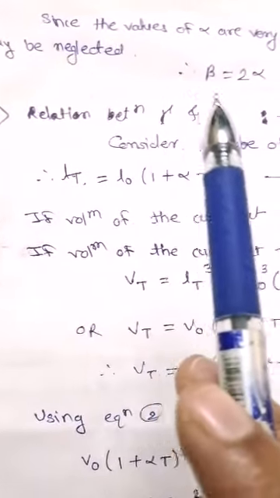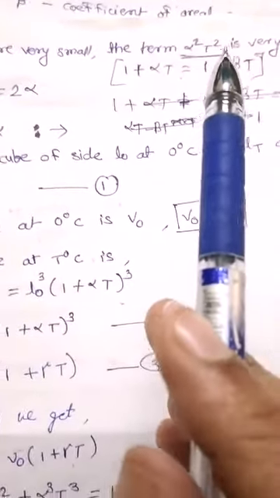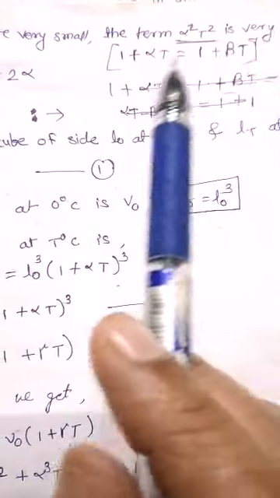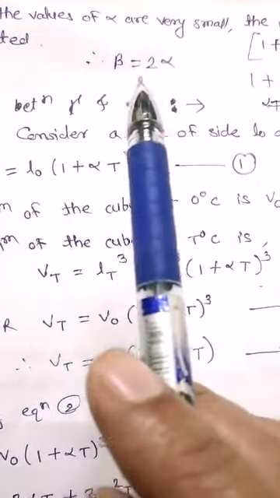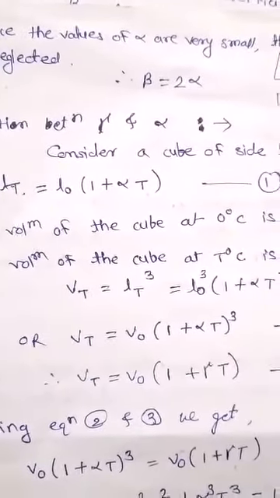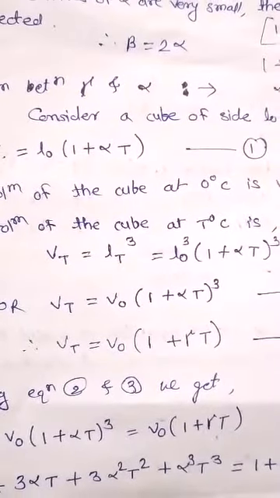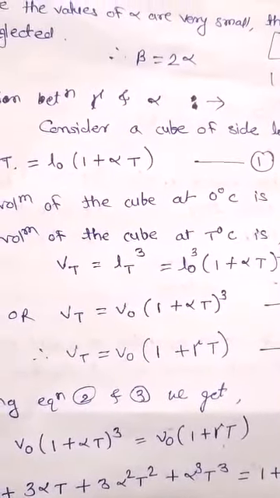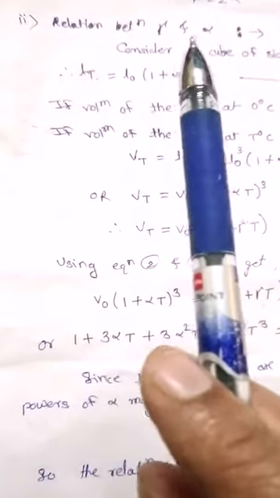Because the value of alpha is very small, neglecting the higher term, since alpha square T square is very small, 1 plus 2 alpha T is equal to 1 plus beta T. So we get beta is equal to 2 alpha. This is the relation between beta and alpha. Now our next relation, the second point, is the relation between gamma and alpha.